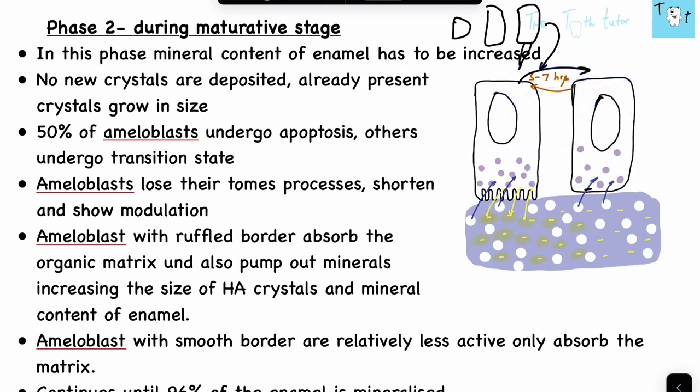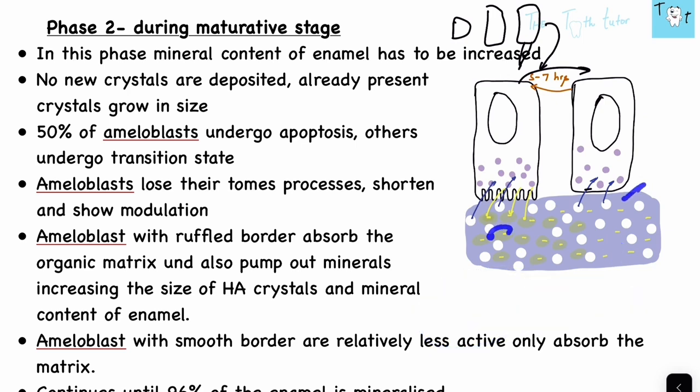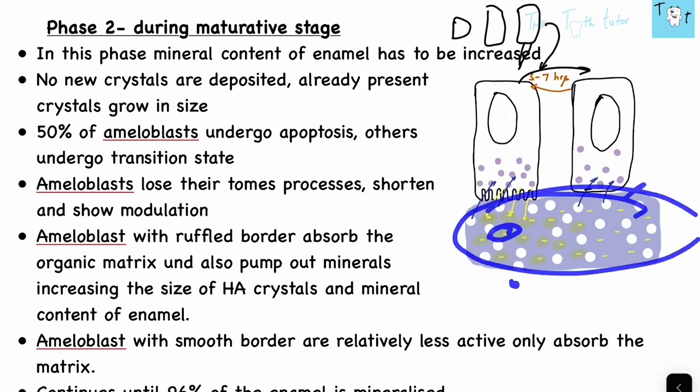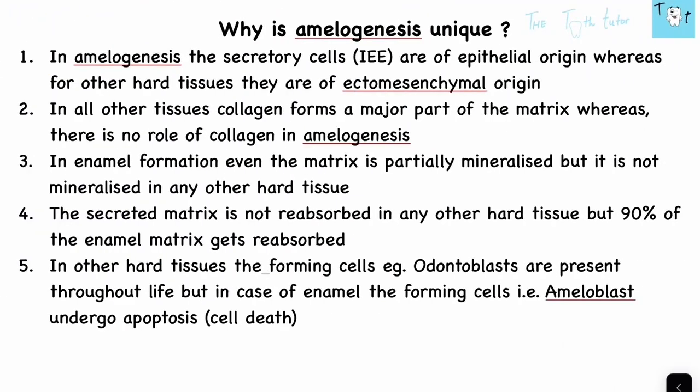Okay, this will continue until 96% of the enamel is mineralized. So enamel is 96% mineralized tissue and 4% organic. So until only 4% of this matrix remains, and 96% of the enamel is mineralized, this process will continue. Now, the last topic is why is amelogenesis unique?